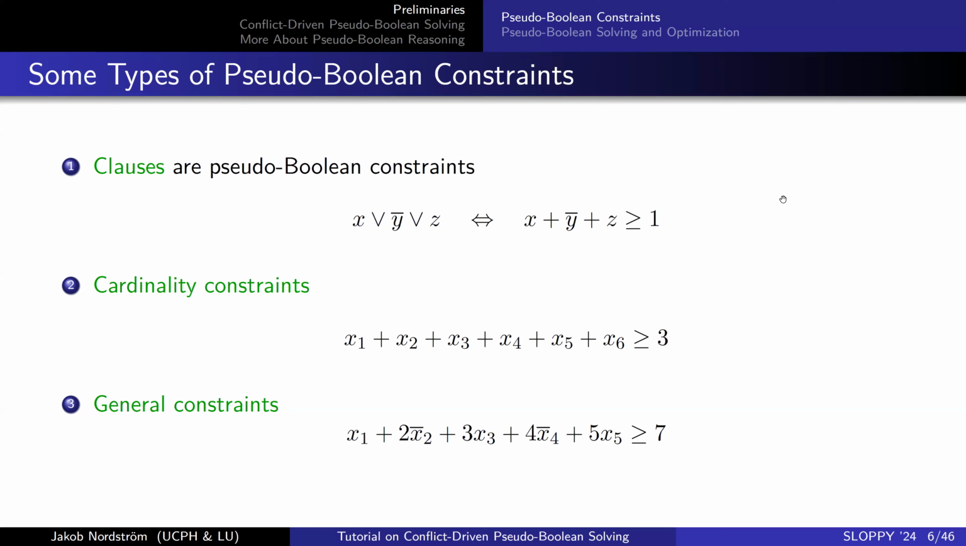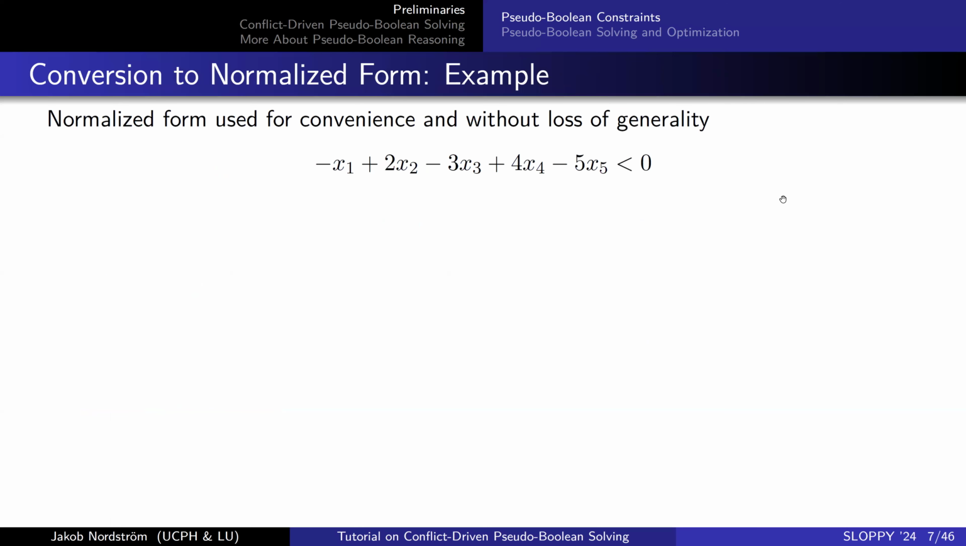Okay? When I say this is a general pseudo-Boolean constraint, it is something like this. And again, you see, we always have normalized form. This is mostly, normalized form is without loss of generality, and I mostly use it for convenience.